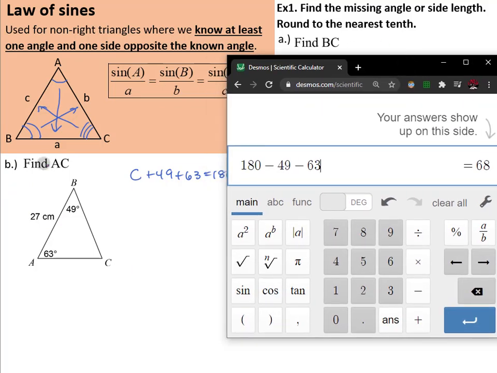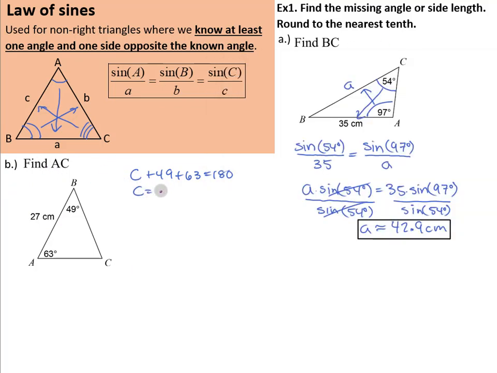68 degrees. All right, so we now know the angle at C equals 68 degrees, and we can fill that in. Well now we actually do know an angle and the side opposite it, so we should have enough for law of sines again. Okay, so let's set up that ratio.